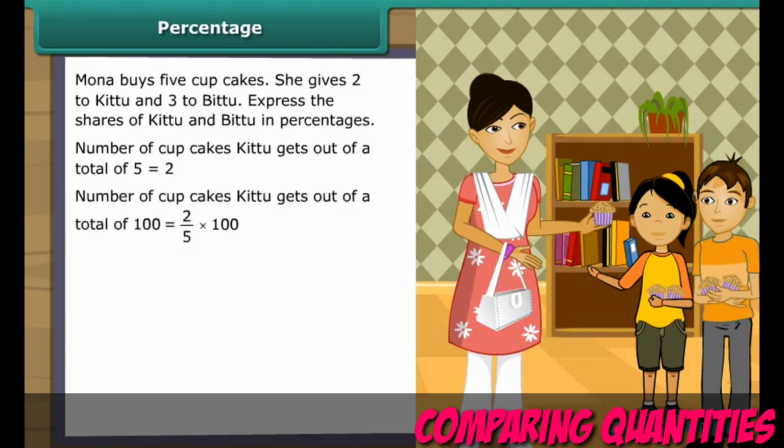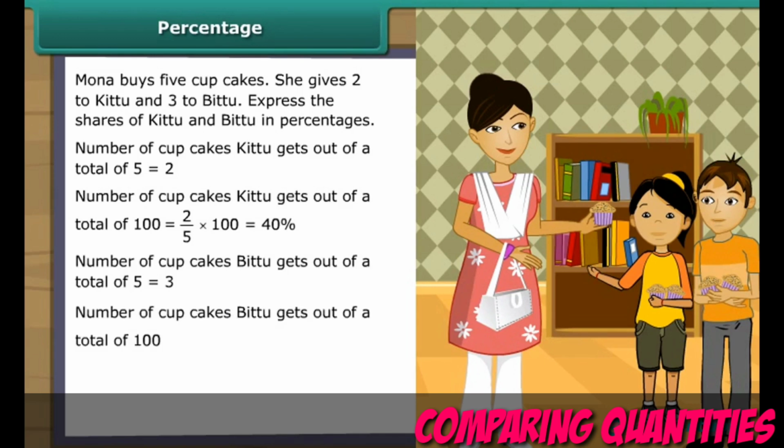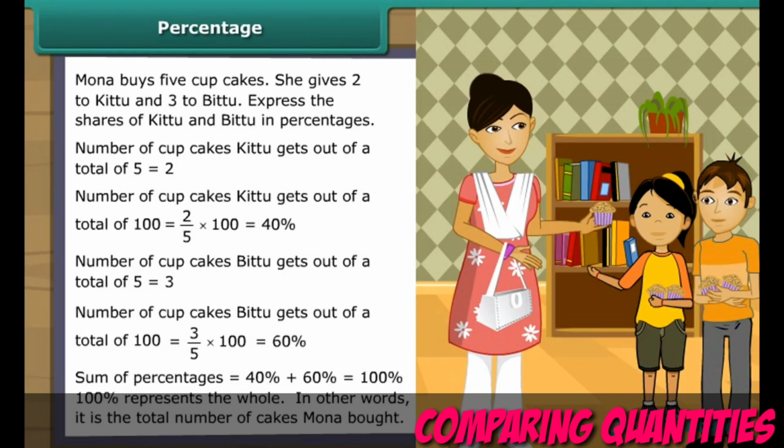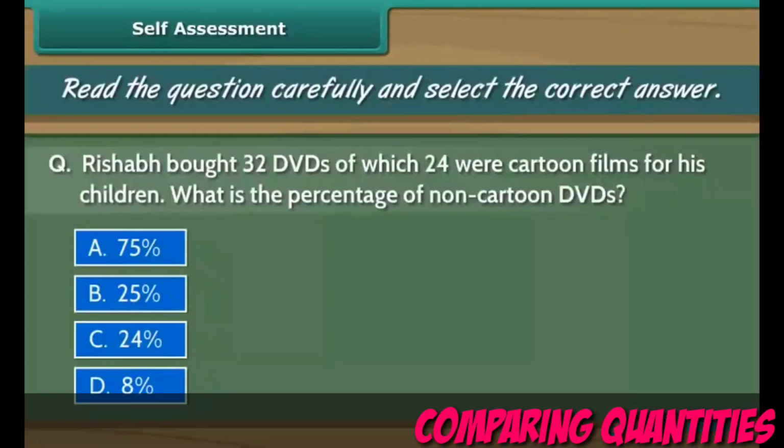is equal to 40%. Number of cupcakes Bittu gets out of a total of 5 is equal to 3. Number of cupcakes Bittu gets out of a total of 100 is equal to 3 upon 5 into 100, which is equal to 60%. Sum of percentages is equal to 100%. 100% represents the whole. In other words, it is the self-assessment. Read the question carefully and select the correct option.